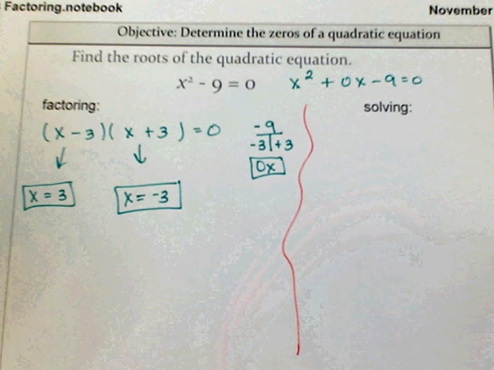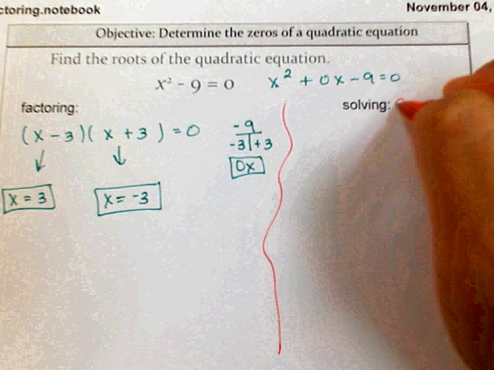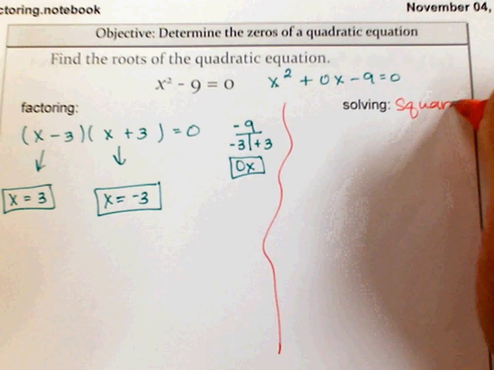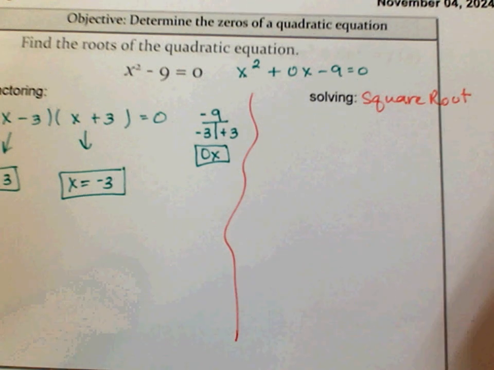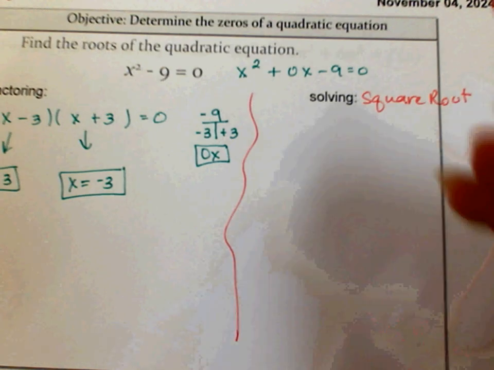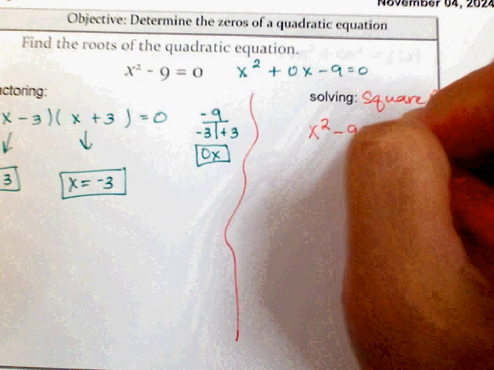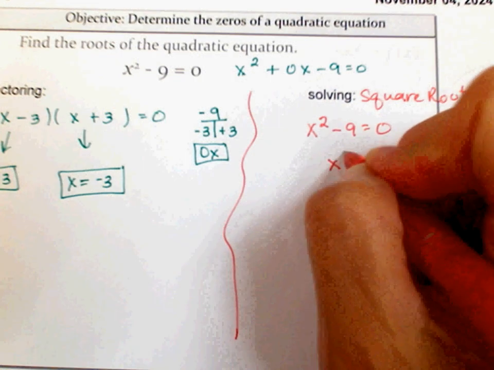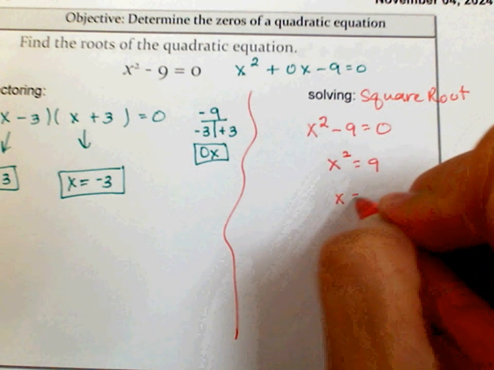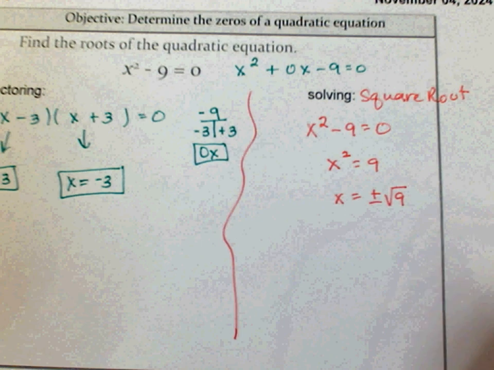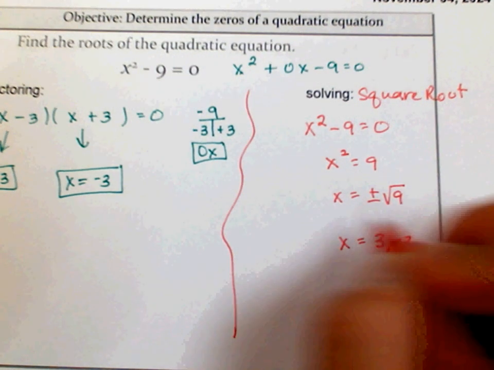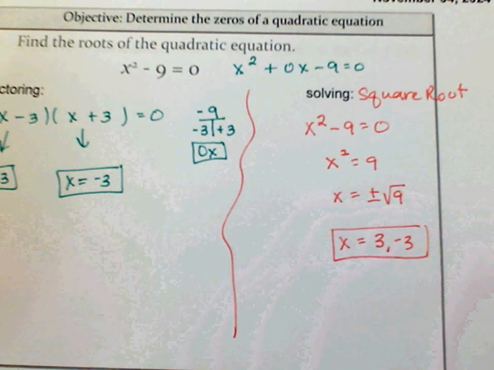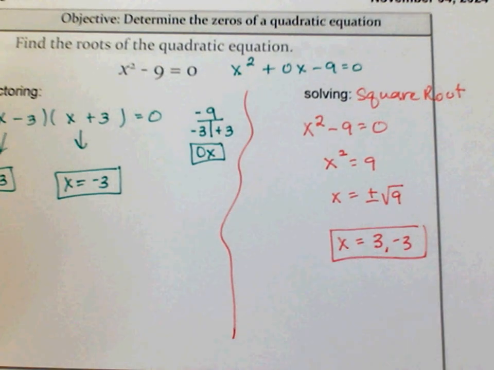You can solve using a square root. That's what you learned earlier. So how would you go about doing this? This is like 2.1. So x squared minus 9, add 9, take a square root, and when you square root, you have two answers, and the square root of 9 is positive 3 and negative 3. Same answer. Did you see that? Two different methods. The choice is yours.